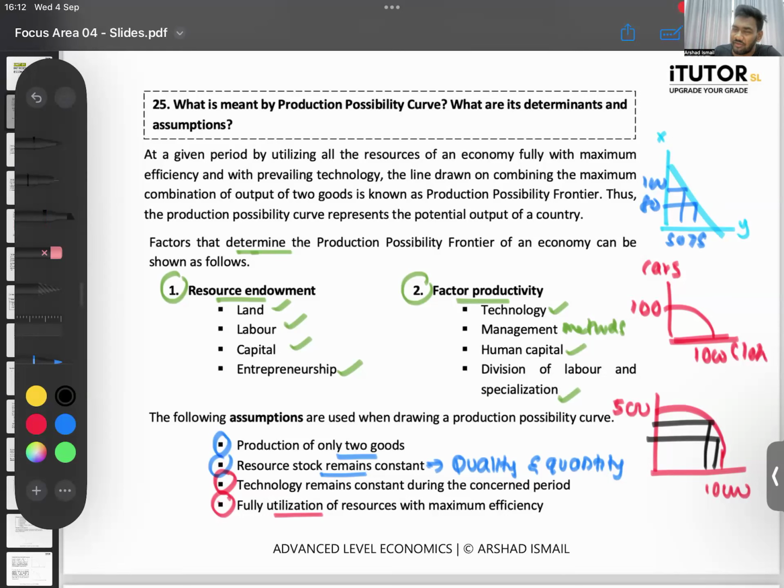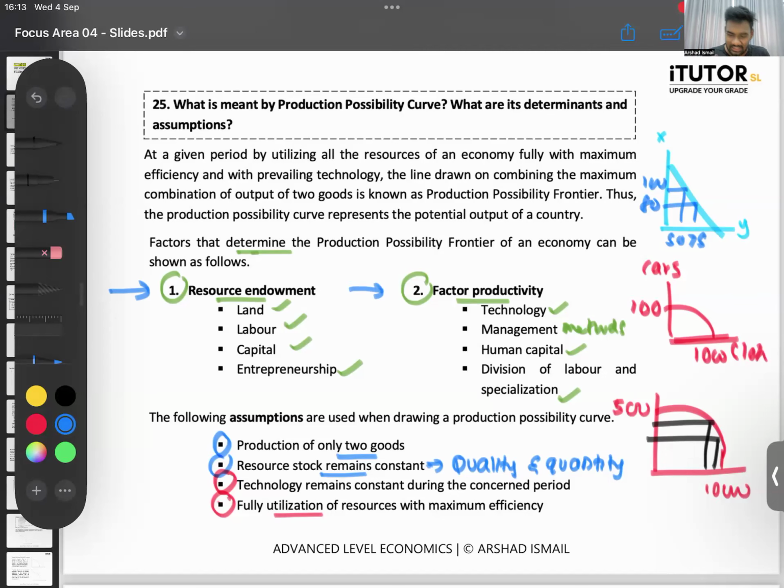So a big question that a lot of you have is, how do we figure out whether the PPC is shifting or not? Remember, in your paper, they don't ask you questions like this. They give you situations and ask you to illustrate this on a PPC. So how are you going to figure out, do we shift the PPC? Is it a point moving inside? Is it a point moving? Or is it the whole curve shifting in or out? How do you figure that out? I'll show you when we do questions also. That is based on these determinants. So if any of these determinants are changing, only then the PPC will shift.